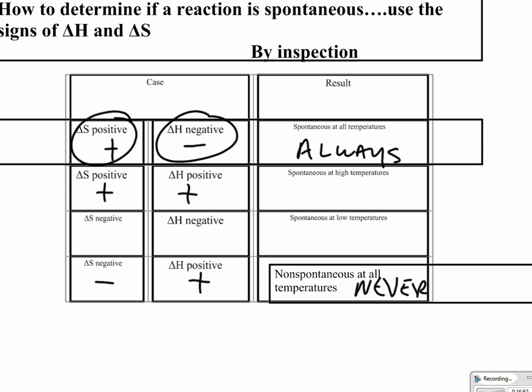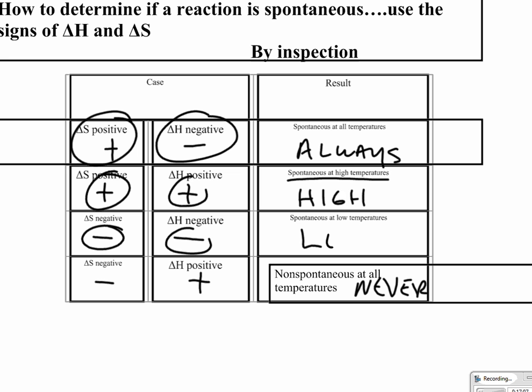Think plus plus on a thermometer: high temperature. Minus minus on a thermometer: low temperature. So if the signs are the same, then temperature matters. So this would only be spontaneous at low temperatures. If you look here, here's an example of applying it.